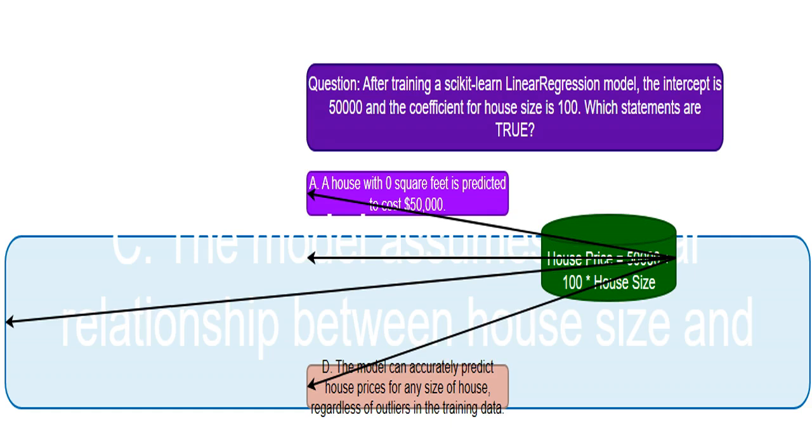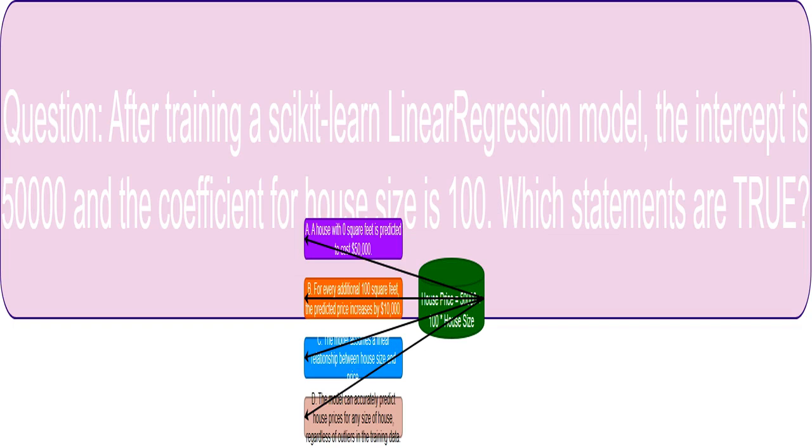This equation shows how the model predicts a house's price. I'll explain this step by step. First, you take the size of the house, in square feet, and multiply it by 100. This is the effect of the house size. Then, you add 50,000 to that result. This 50,000 represents the base price, even for a 0 square foot house. It's like saying the base cost is $50,000, and every extra square foot adds $100 to the price. Pretty simple, right? If you plug in 0 for house size in the equation, you will get $50,000.